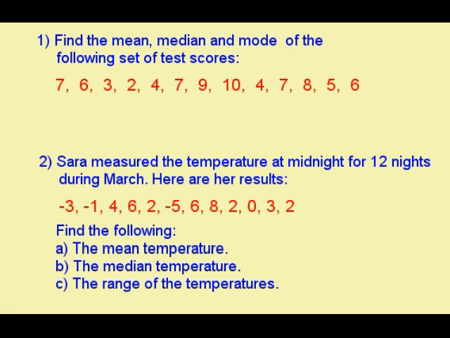Here are some questions for you to try. You can use a calculator for both of these questions. On this one, when you're using your calculator and you're trying to find the mean, type in -3, plus -1, plus 4, and so on. Press pause and have a go at it. When you're ready for the answers, press play.